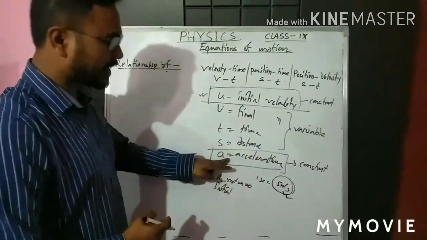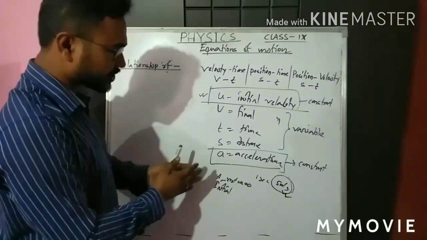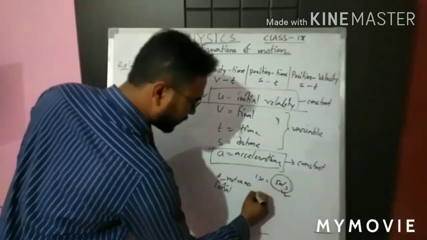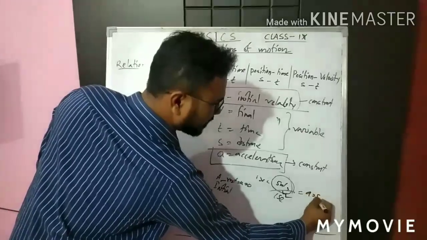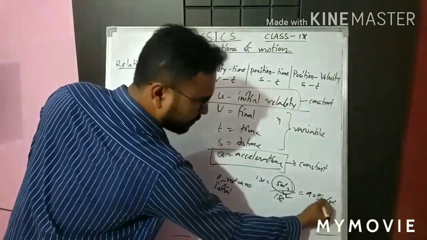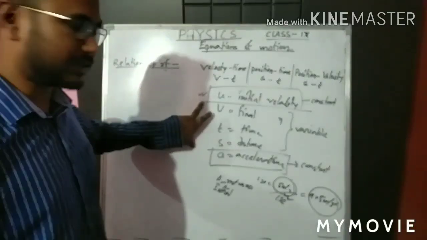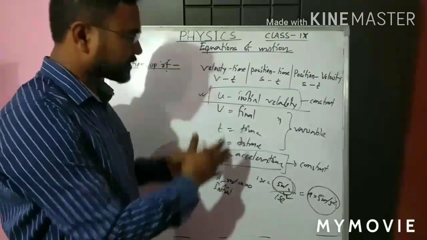Right? That's why I am considering acceleration here as a constant term. Understood? Because here acceleration will be 5 meter per second in 1 second. So the total acceleration is 5 meter per second by 1 second. Suppose I am considering here 5 meter per second square, which is constant. That's why these two terms, initial velocity and acceleration, should be in this explanation.